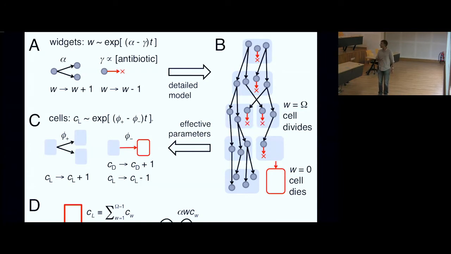There's another thing widgets can do, which is that they can get destroyed. This is an example. If I add an antibiotic and it destroys a ribosome and then destroys the collection of molecules around there that are responsible for self-replication, you destroy the widget. Therefore, the number of widgets goes down by 1.